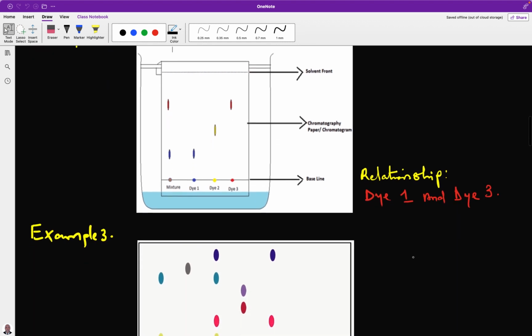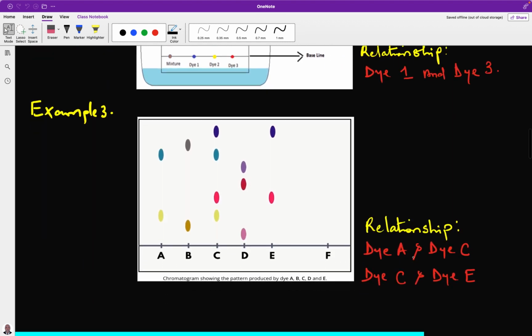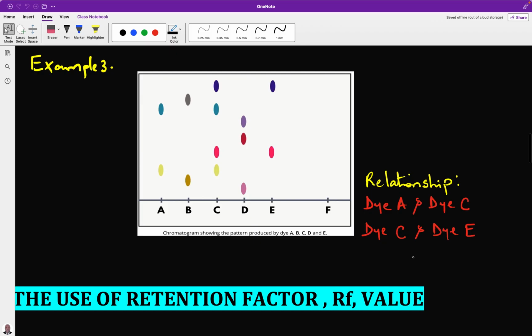Now let's go to example number 3. We have water soluble dyes. These are water soluble dyes here. We have dye A, dye B, dye C, dye D, and dye E. We want to see dyes that are related, dyes that have relation with other dyes here.